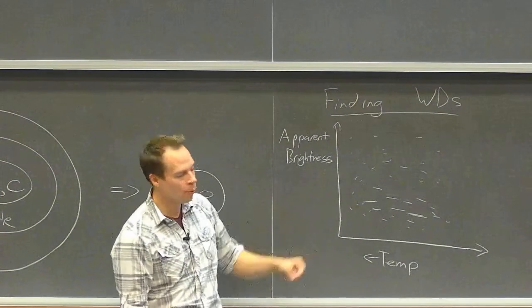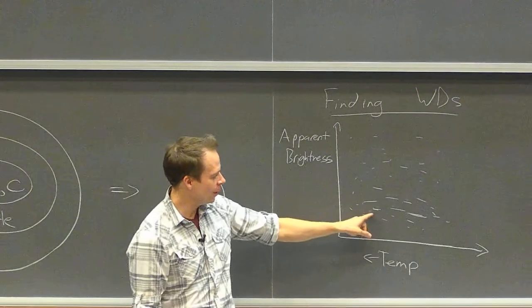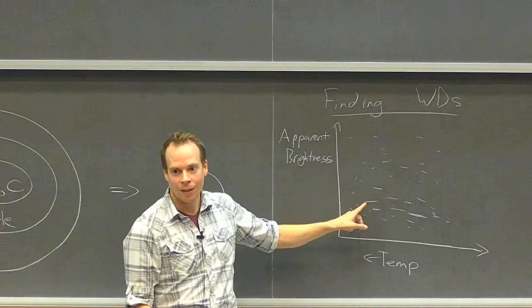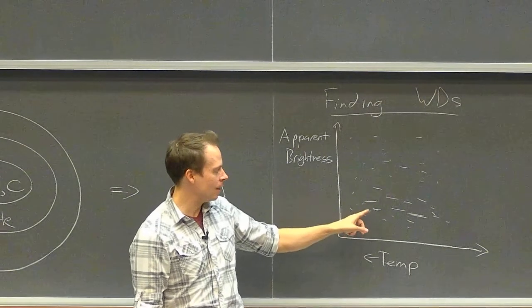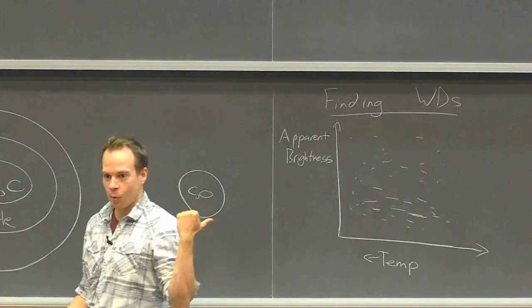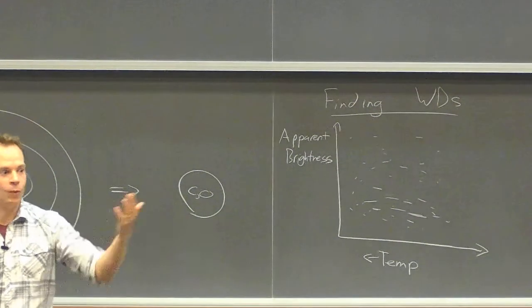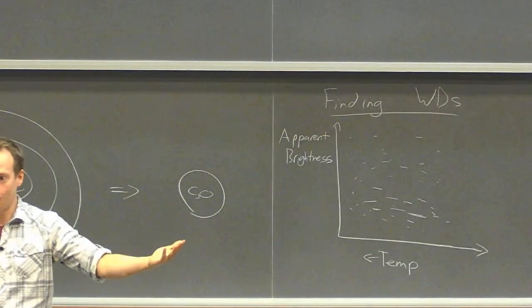So we know white dwarfs are dim, but if we look at a dim star down here, historically, it's been very hard to know whether it's dim because it's intrinsically dim, like a white dwarf, or if it's just a star that's far away, so it doesn't look very bright.